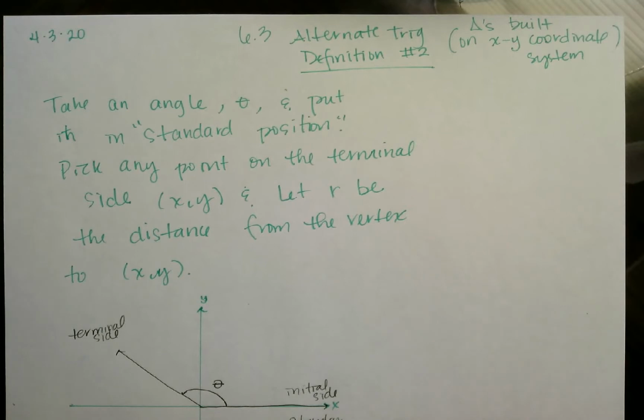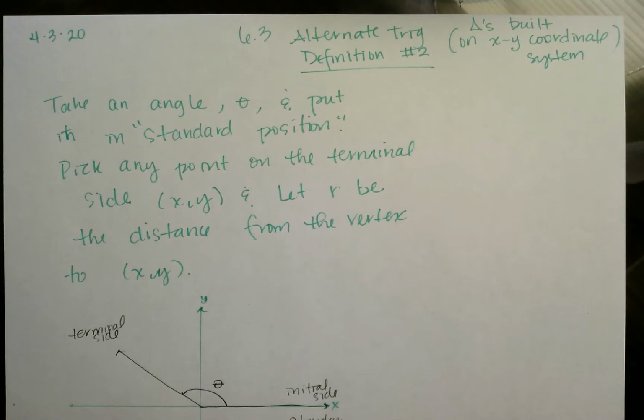Word trig. Alright, this is 6.3, alternate trig definition 2. Just a reminder, your alternate trig definition 1 was the triangle, SOHCAHTOA, sine, opposite over hypotenuse, etc. Okay? Even though this is technically alternate definition 2, it's pretty much the same as 1, but since we're on an XY coordinate system now, we're calling it something different, but it's actually going to be pretty much the same.